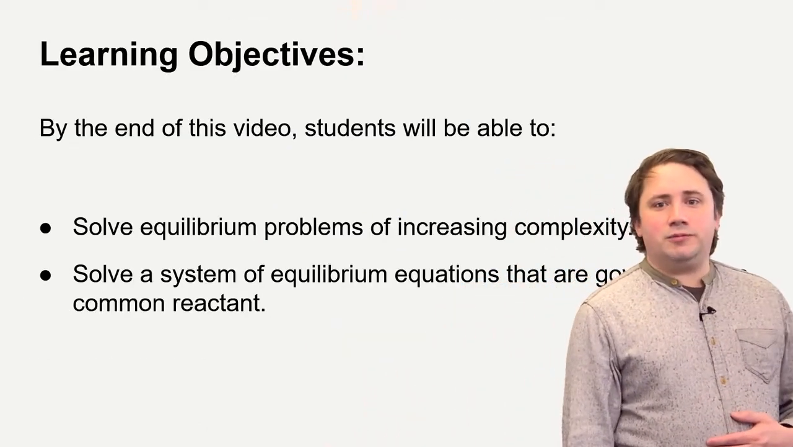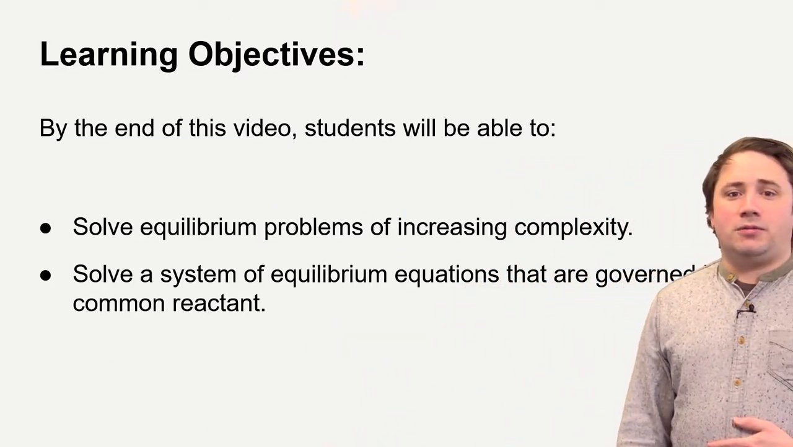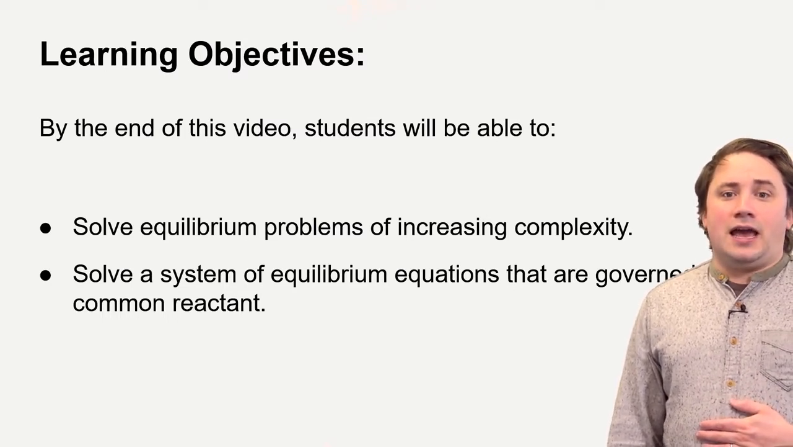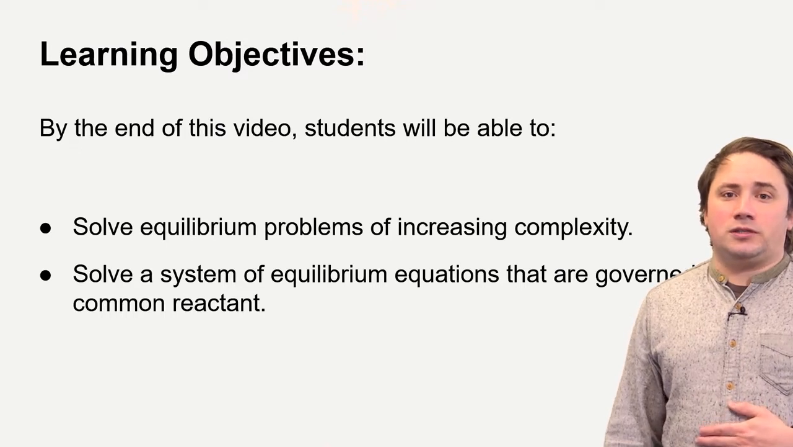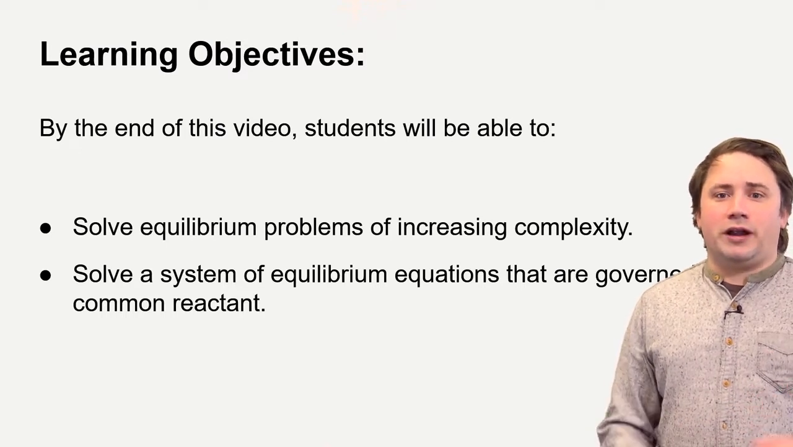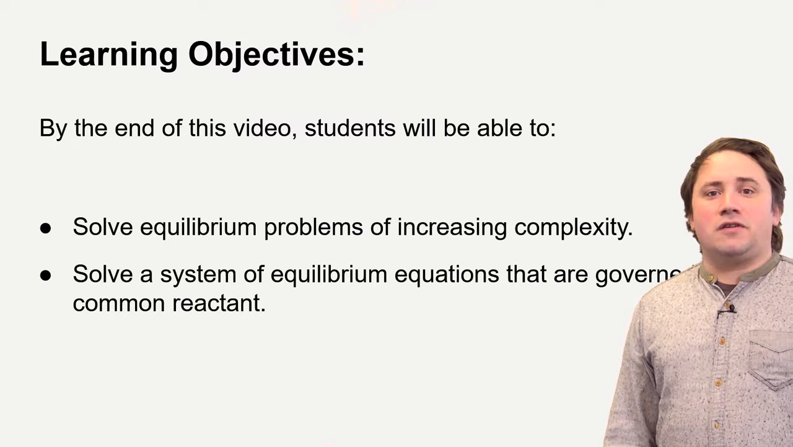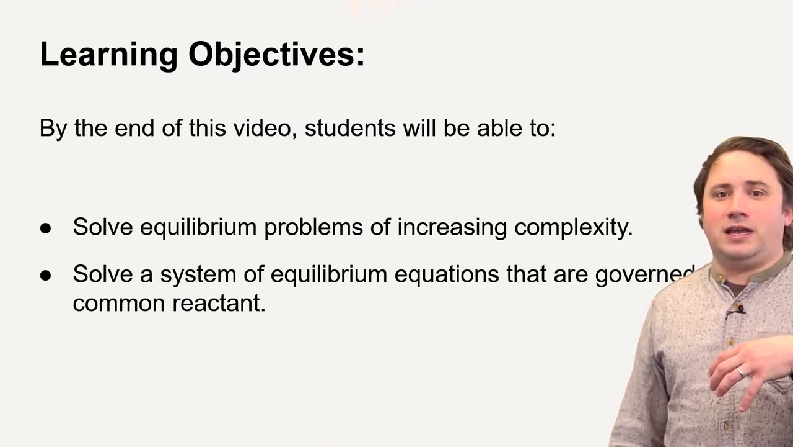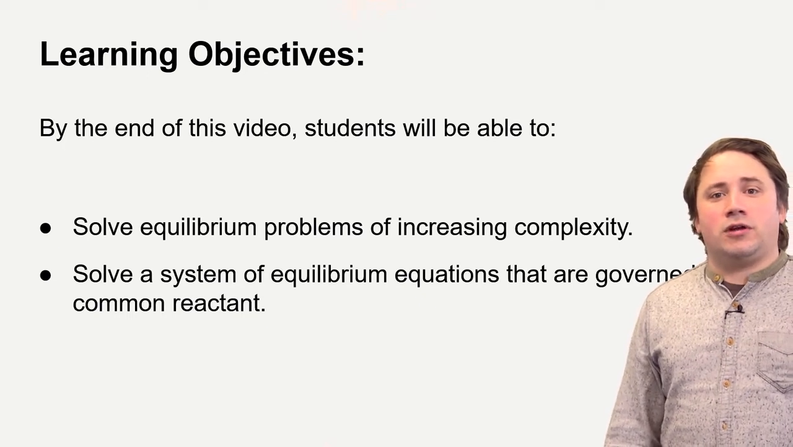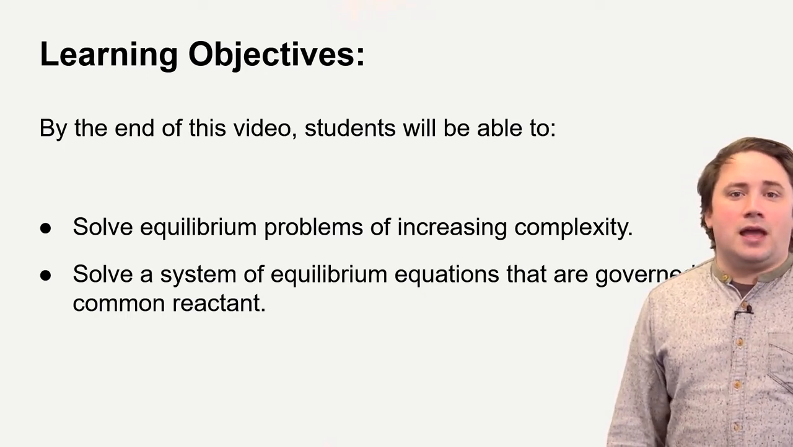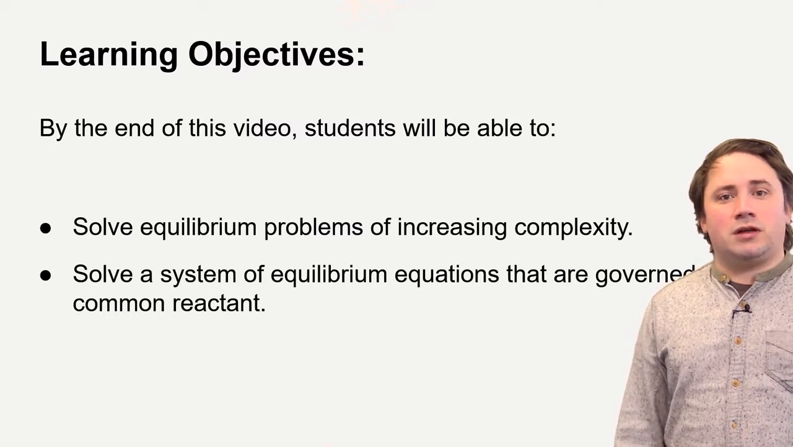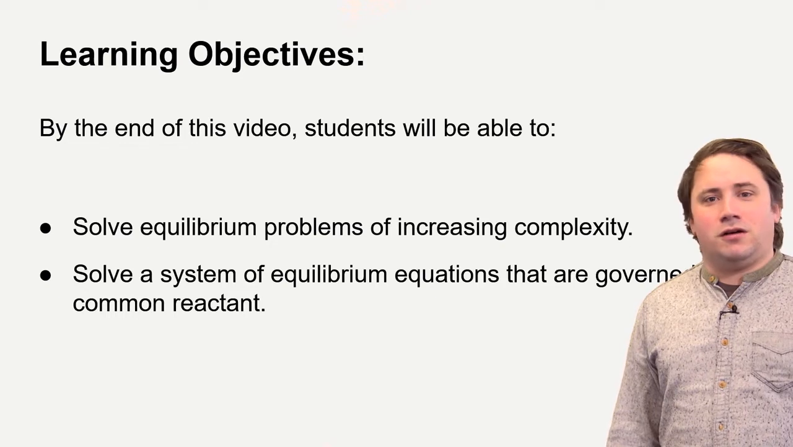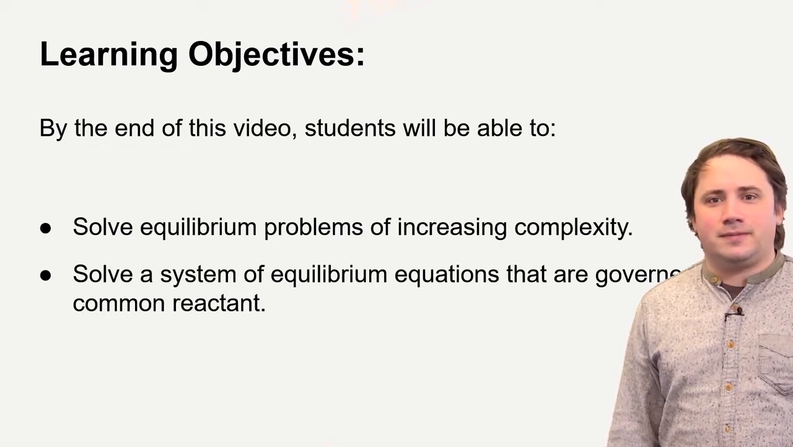For this lesson, the learning objectives are for you to be able to, by the end of this video, solve equilibrium problems of increasing complexity and also solve a system of equilibrium equations. So a system in which multiple reactions can occur that are all governed by a common reactant. So the product of reaction A might feed into the reactants of reaction B. And how do we solve systems where multiple chemical reactions can occur? So let's launch right into this. I'm just going to solve some problems for you live and uncensored.